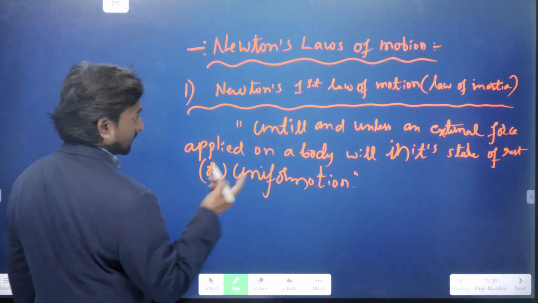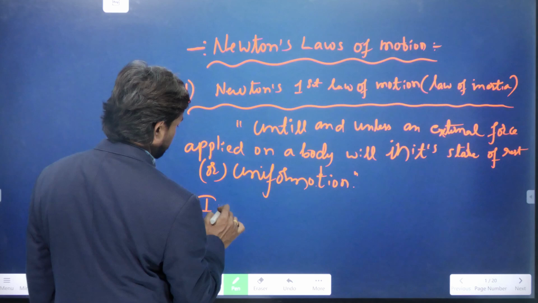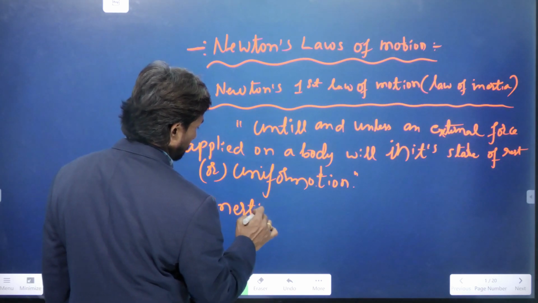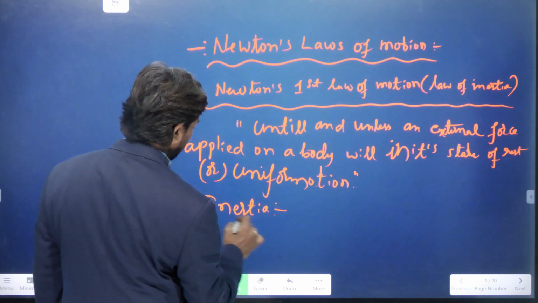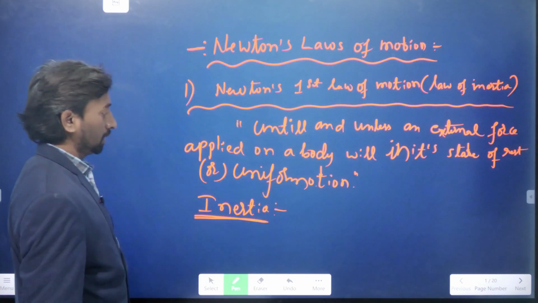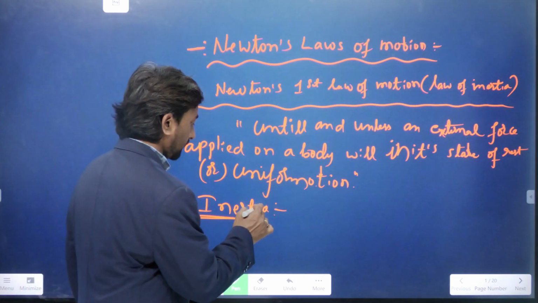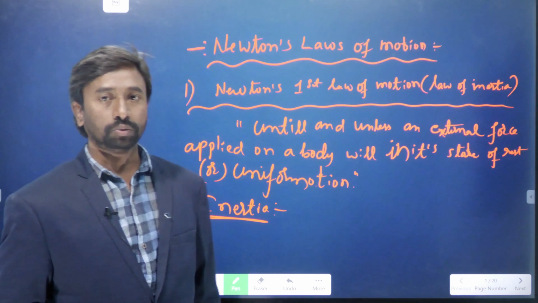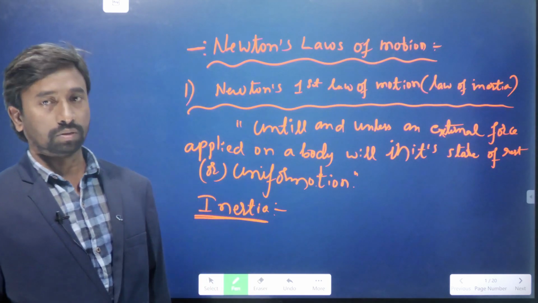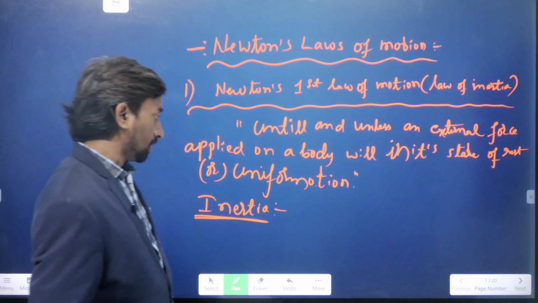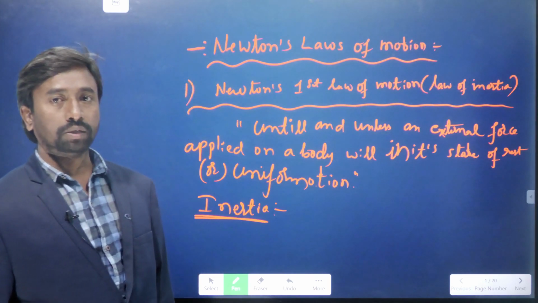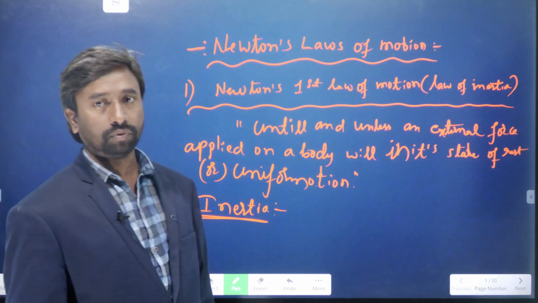So suppose here we can say that inertia. Okay. So inertia can be defined as the inability of a body to change its state of rest or uniform motion. The inability of a body, or the tendency of a body to change its state of rest or uniform motion there.